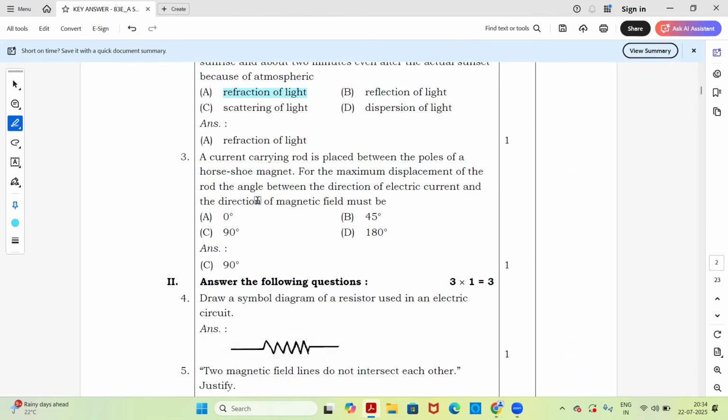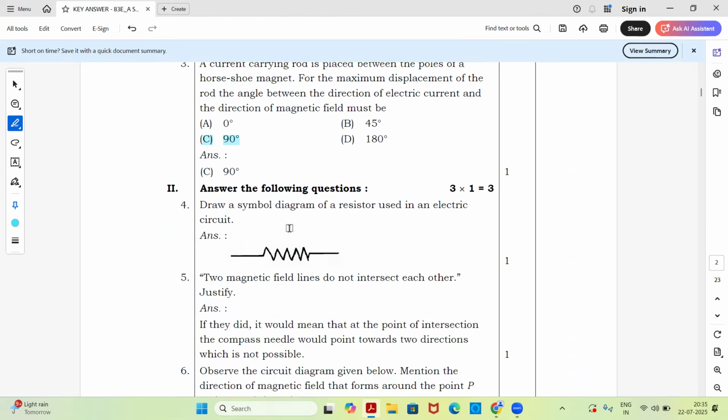Next, a current carrying rod is placed between the poles of a horseshoe magnet. For the maximum displacement of the rod, the angle between the direction of electric current and the direction of magnetic field must be dash. So how much should it be? It should be option C, 90 degrees.